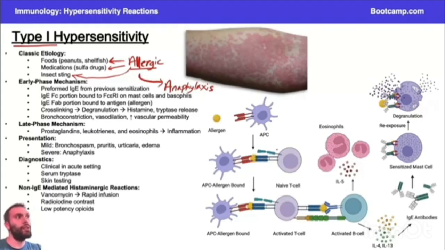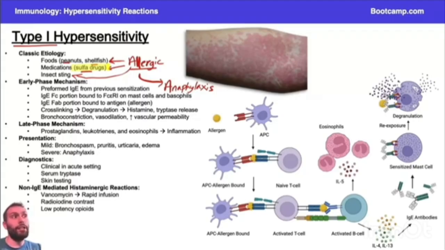We're hypersensitive to something, whether that's peanuts, shellfish, certain medications. The classic one, when you're talking about medications, these patients can be allergic to penicillins, they can be allergic to cephalosporins. But for each of these categories, there's usually a classic drug that fits into that type of hypersensitivity. You'll see what I mean as we go through this. Sulfa drugs are going to be very classic for the type 1 hypersensitivity.